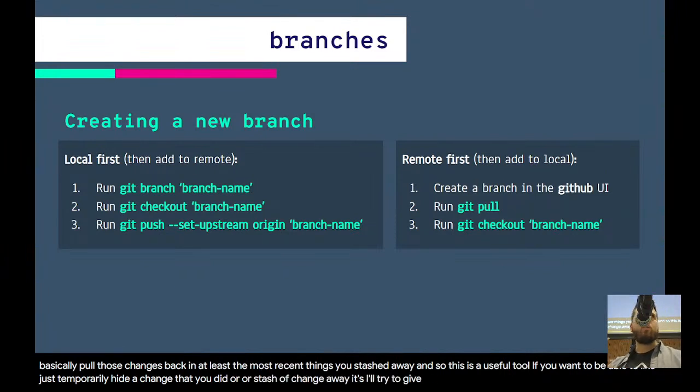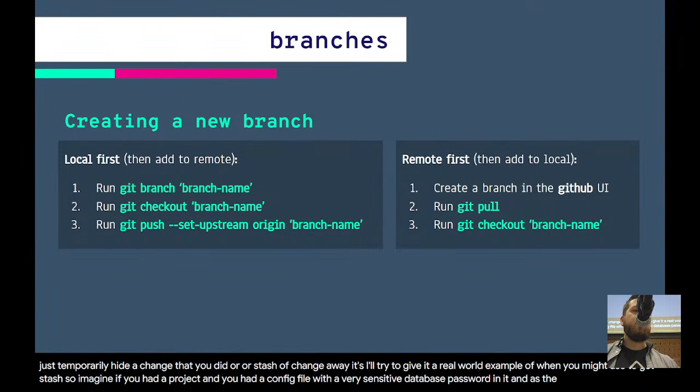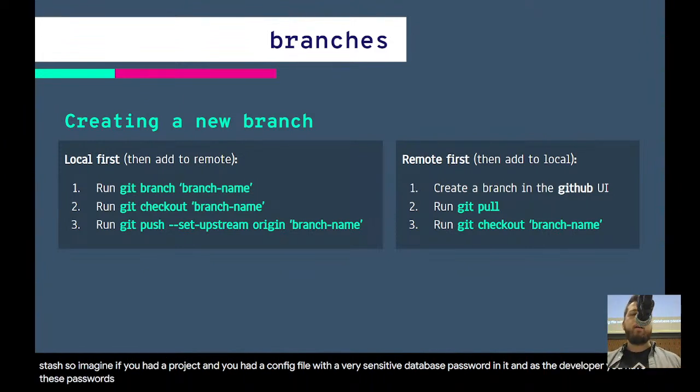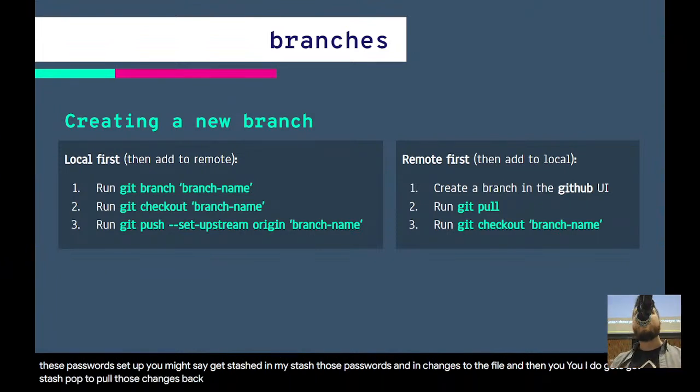I'll try to give a real world example of when you might use git stash. Imagine you had a project and you had a config file with a very sensitive database password in it. As the developer, you have these passwords set up. You might say git stash to stash those passwords and changes to that file. And then you'll git pull and do all the other git commands, et cetera. And then you might do git stash pop to pull those changes back in.